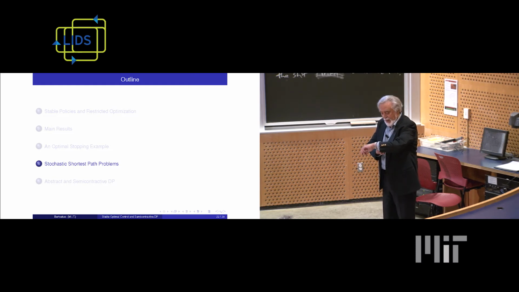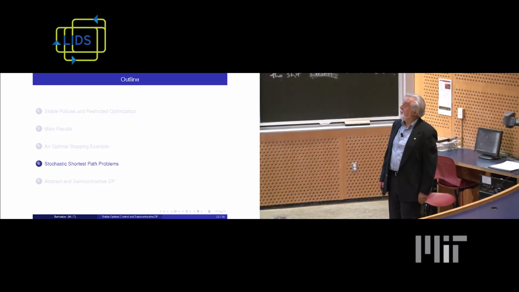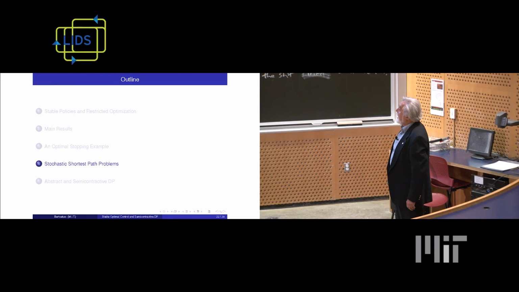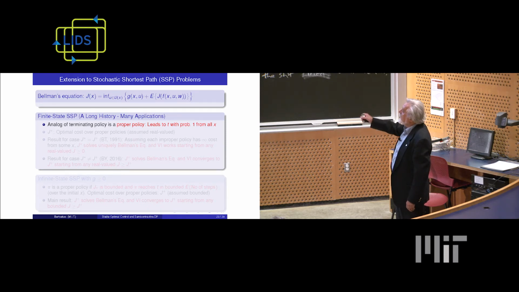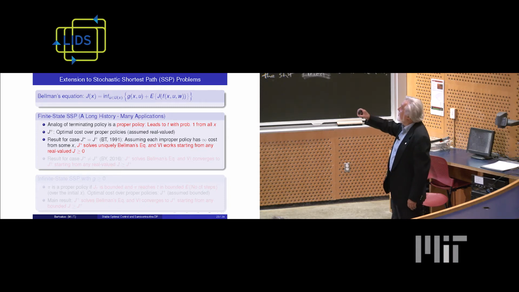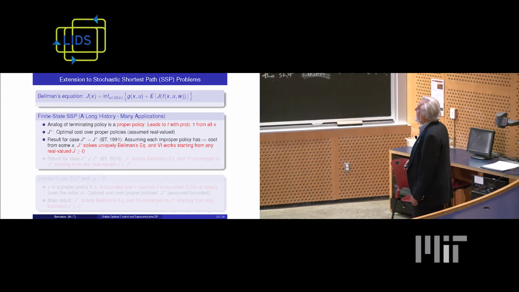Okay, so I think we're getting close to the end, so I'm going to rush this a little bit. There are some extensions of this theory to stochastic shortest path problems, which involve systems with a stochastic disturbance W. Bellman's equation takes this form. There's a long history to this problem for the finite state case. John Tsitsiklis and I did some work in 1991, which revolves around the notion of a proper policy. A proper policy is one that leads to the destination with probability 1 from every initial state. And this is the analog of a terminating policy.